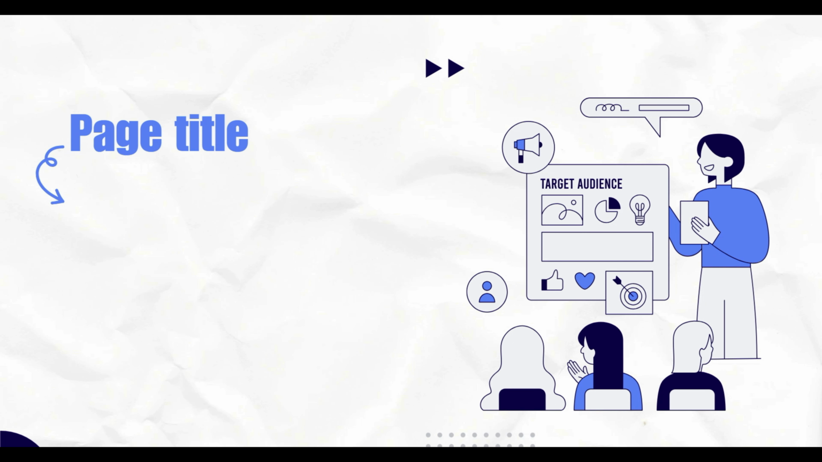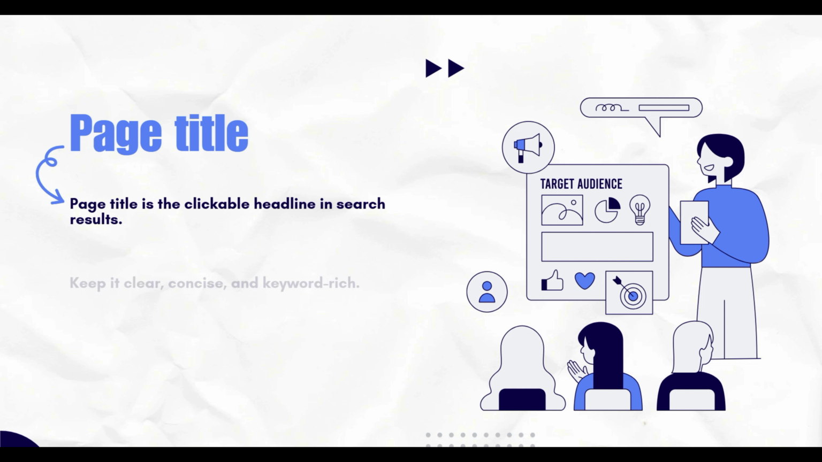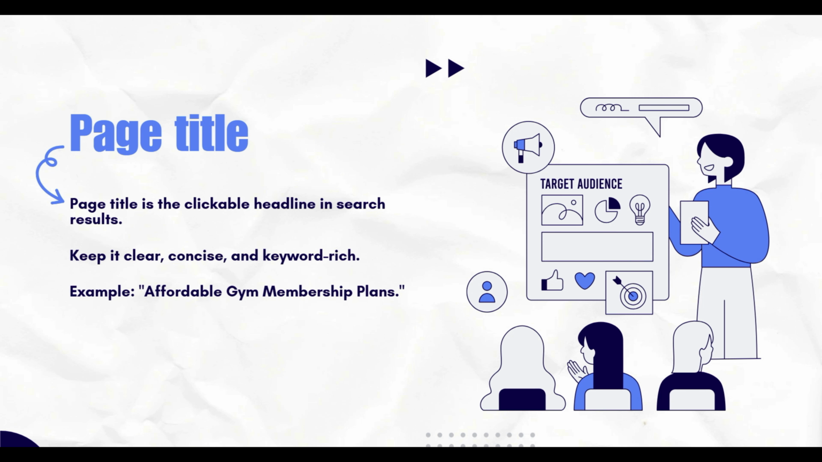Page title. A page title is the clickable headline displayed in the search engine result and the browser tab. It should be clear, concise, and include relevant keywords. For a gym membership, an example title could be Affordable Gym Membership Plan. This helps to attract users and improve SEO.